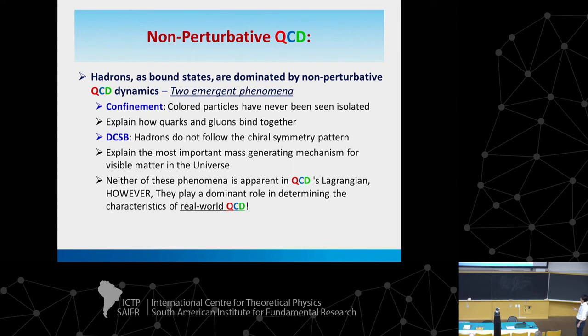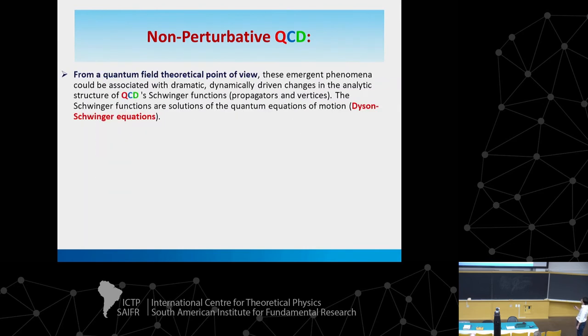Neither of these phenomena is apparent in QCD's Lagrangian. However, they play a dominant role in determining the characteristics of real-world QCD. From the quantum field theory point of view, these emergent phenomena could be associated with dramatic, dynamically driven changes in the analytic structure of QCD's Schwinger functions. These are propagators and vertices. The Schwinger functions are solutions of the quantum equations of motion, the Dyson-Schwinger equations. For example, the dressed quark propagator's Dyson-Schwinger equation.